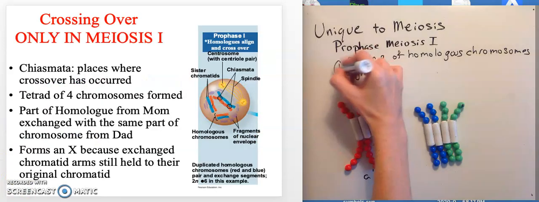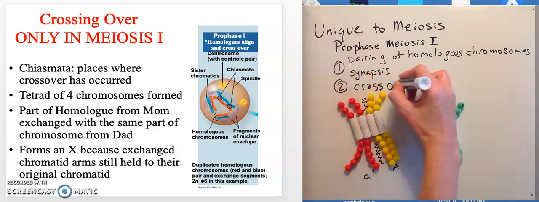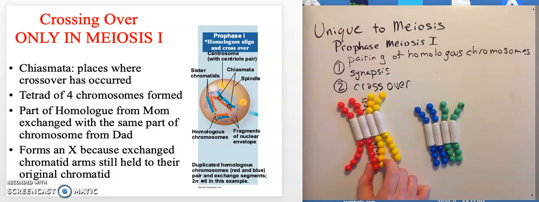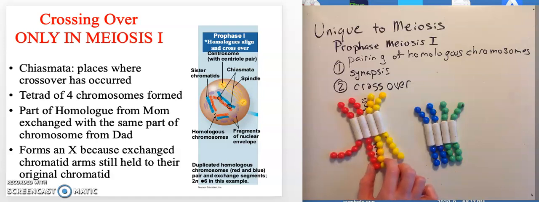Next thing that happens that's unique to meiosis also happens during prophase of meiosis 1, and that's crossing over. So crossing over happens between non-sister chromatids of homologous chromosomes. So pairing has to happen first to make sure that they're matched up with their partner. Okay? And the crossover happens between one chromatid from one chromosome and one chromatid from the other chromosome. It doesn't make sense for sister chromatids to cross over because they're identical, right? So crossing over has to happen between non-sister chromatids of homologous chromosomes.